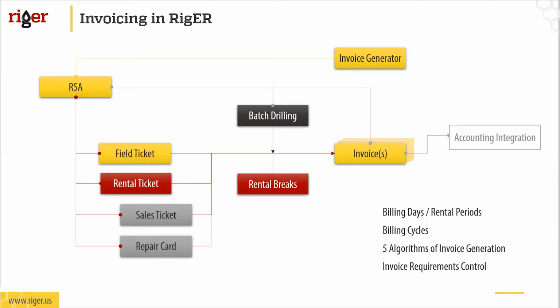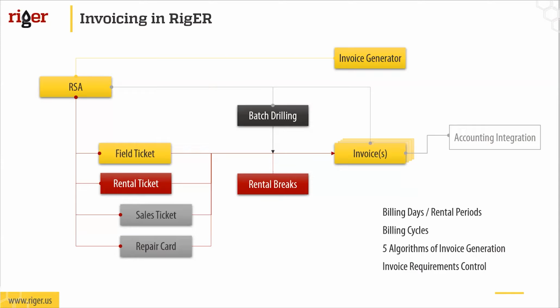So we all know that invoicing in the oil field can be from very simple to very complex. It can be either a service invoice or a single ticket invoice, which usually is not the case, and go up to the point of having to allocate your revenue between different wells and having to define schedules, for example, for batch drilling, and so on and so forth. So it all starts within the rental service agreement, the job document, which is in short called RSA in RigER.